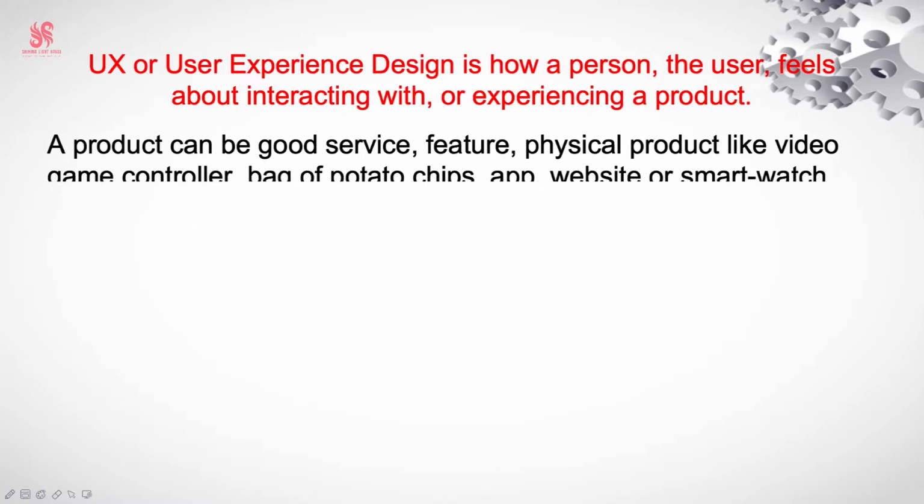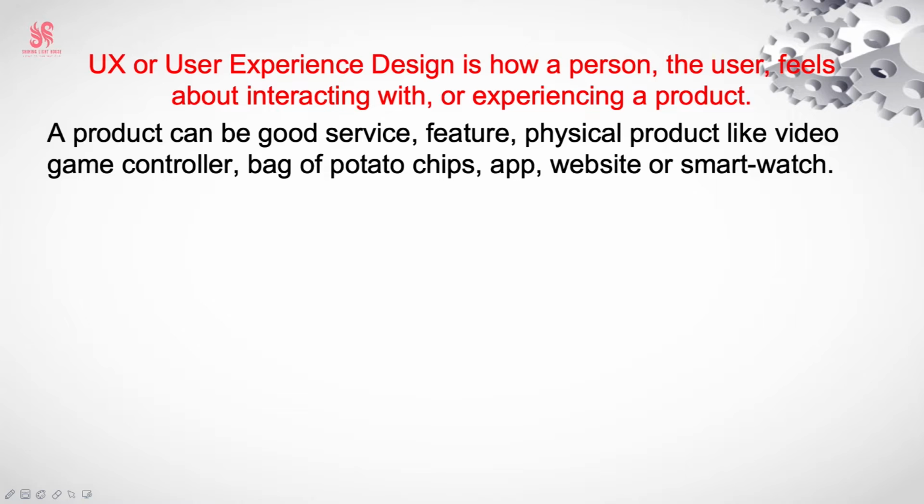A product can be a service, a feature, a physical product like a video game controller or a bag of potato chips, an application, a website, or a smartwatch. Another physical example that you can see is the clothes that you are wearing, the shoes that you are putting on. All of these things are products. So when we talk about that, UX design is about how a person or a user feels about interacting with the product. That is all UX has to do with.